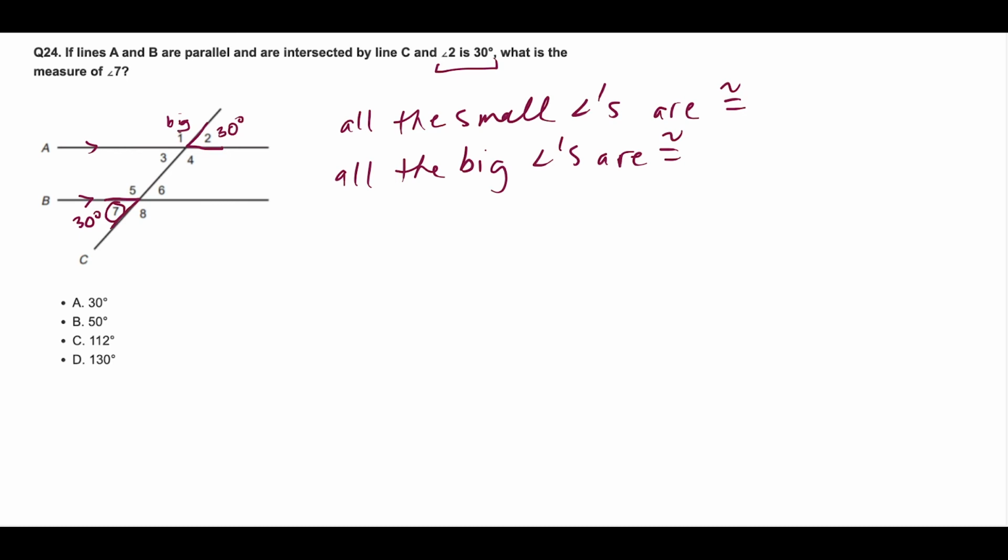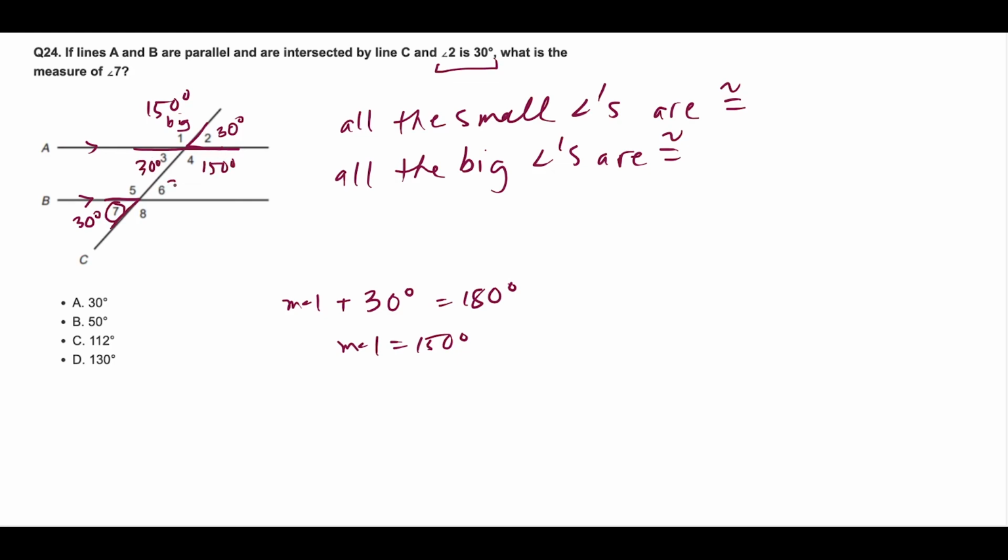If I wanted to find, let's say, angle 1, notice angle 1 and angle 2 form a straight line. So I would say, all right, the measure of angle 1 plus angle 2, which is 30 degrees, has to equal 180. Tells me if I subtract 30 on both sides, the measure of angle 1 is 150. So technically, this angle is 150. This is a big angle here at 4. That's 150. This here would be 30 degrees.